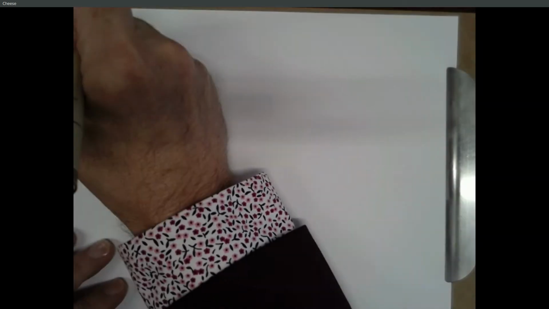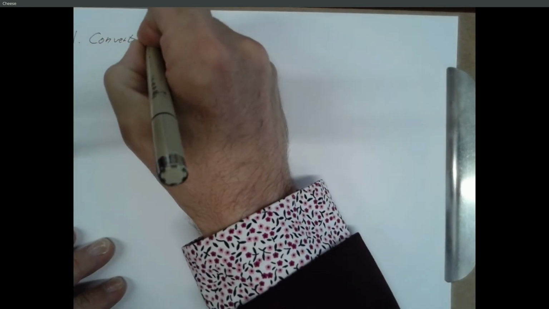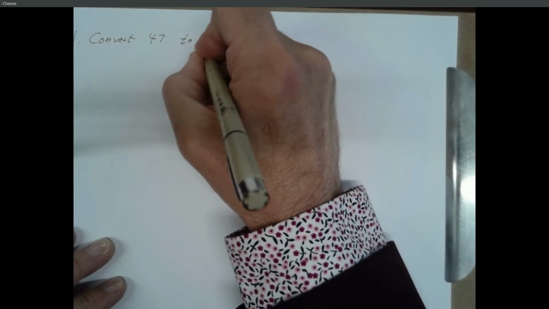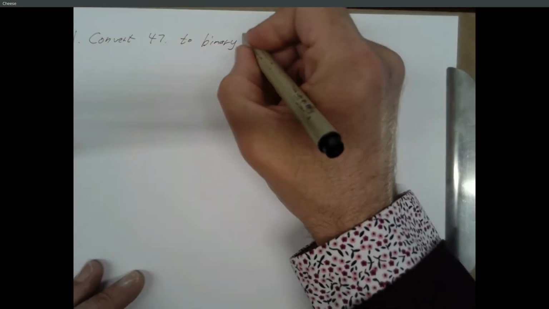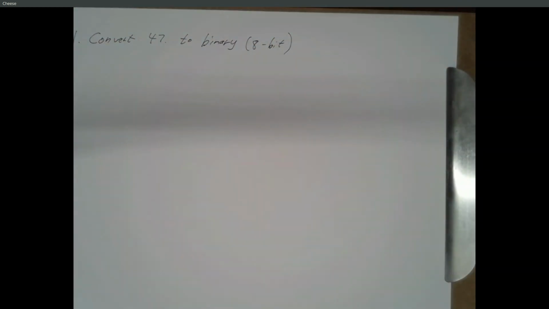And let me put some problems up here. So the first thing you want to do is convert the decimal number 47 into binary, and let's do 8-bit binary. And so this is the divide by 2, find the remainder, divide by 2, find the remainder kind of thing. Sorry? Yeah, you can use groups of 3 or 2. Yeah, I'll go with 4.